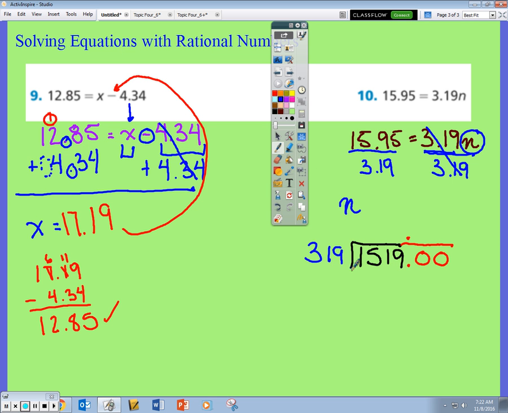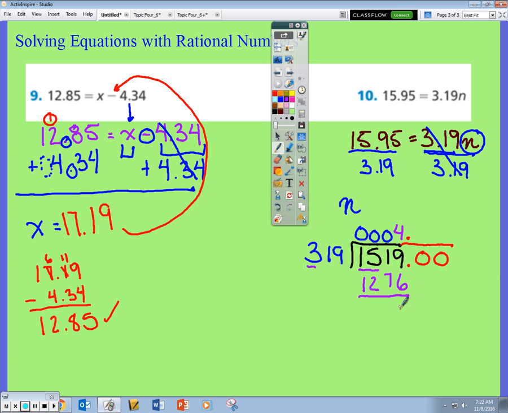Well, I know 319 will not go into 1. It'll not go into 15. It'll not go into 150. Now we have 319 into 1,519. I'm going to attempt to use 4. So let's try 4 times. The reason I'm doing this is 3 times 5 gives me exactly 15. That's going to be too big, so I'm going to try 4. Well, 4 times 9 gives me 36. 4 times 1 gives me 4, plus 3 gives me 7, and 4 times 3 gives me 12.